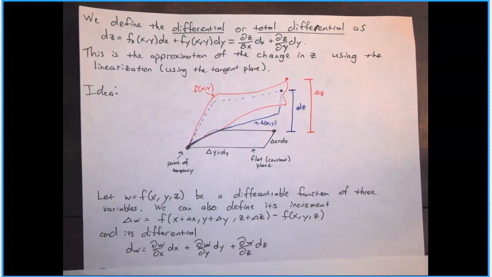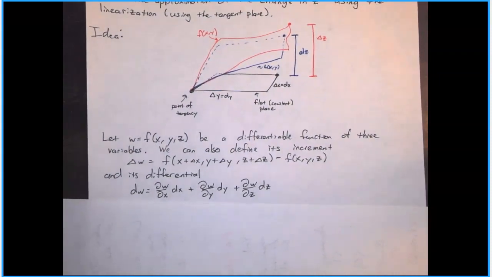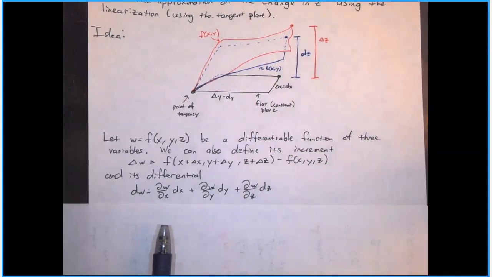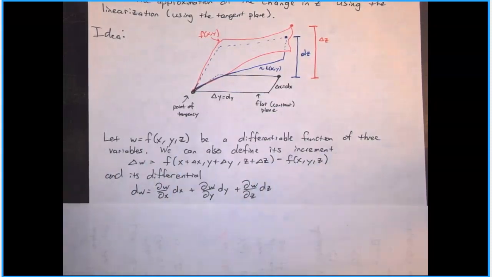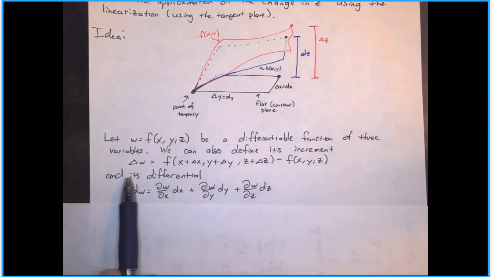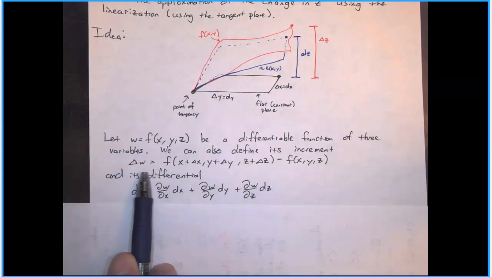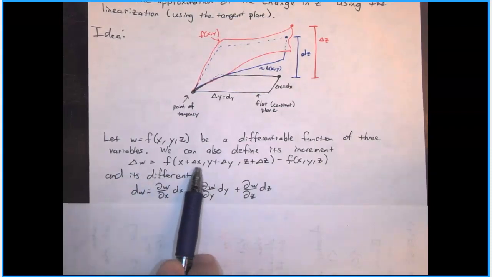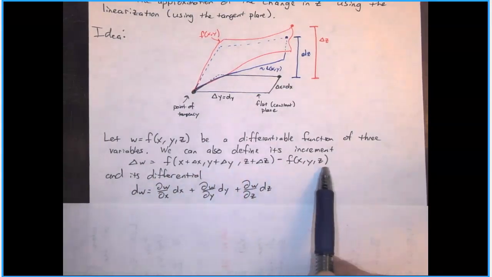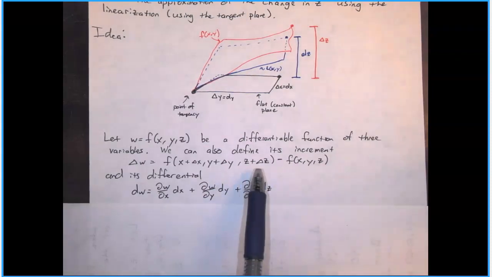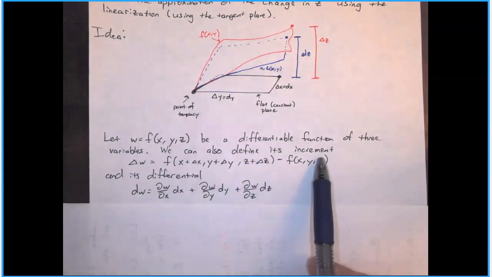This idea extends to functions of as many variables as you want. So let's look at a function of 3 variables, and from here you can probably see how to extend that to as many variables as you want. So if I let w be a function of 3 variables, x, y, and z, it has to be differentiable in order to define the differential here. But first we define the increment. Delta w is f of x plus delta x, y plus delta y, z plus delta z, minus f of x, y, z. So you see it's the same idea as before, but now we're adding these third coordinates.